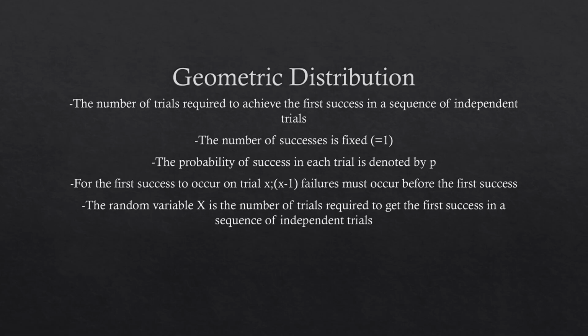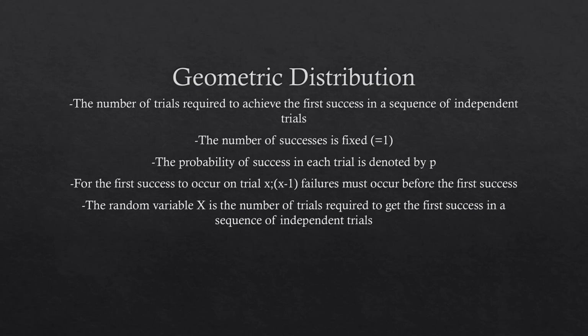Now our second last distribution is the geometric distribution. So this distribution is a little different, because instead of having a fixed number of successes and a fixed number of trials, we have a fixed number of successes. And this is because we're trying to find the first success in a sequence of independent trials, which just means that their probability doesn't change, because that would be a hypergeometric distribution.